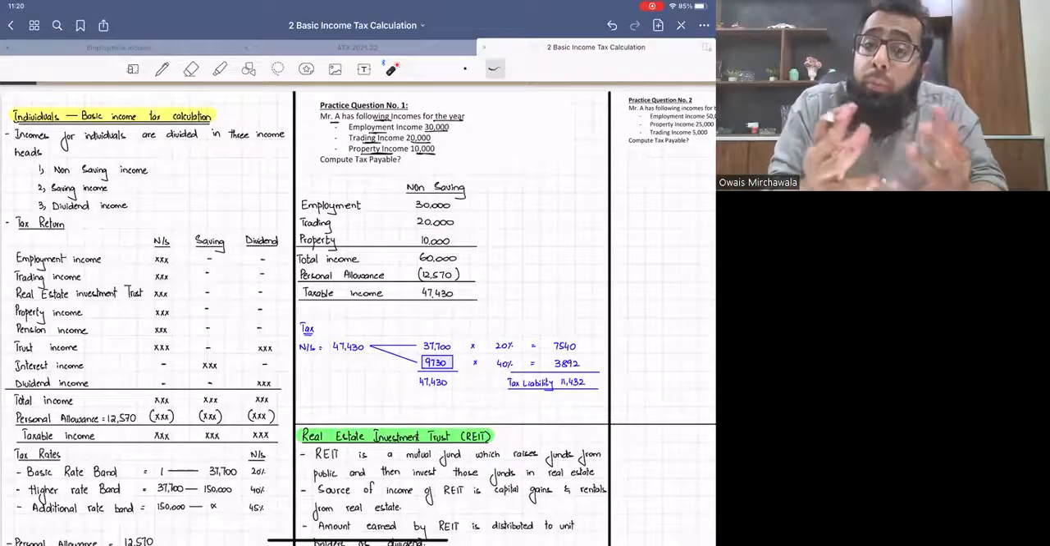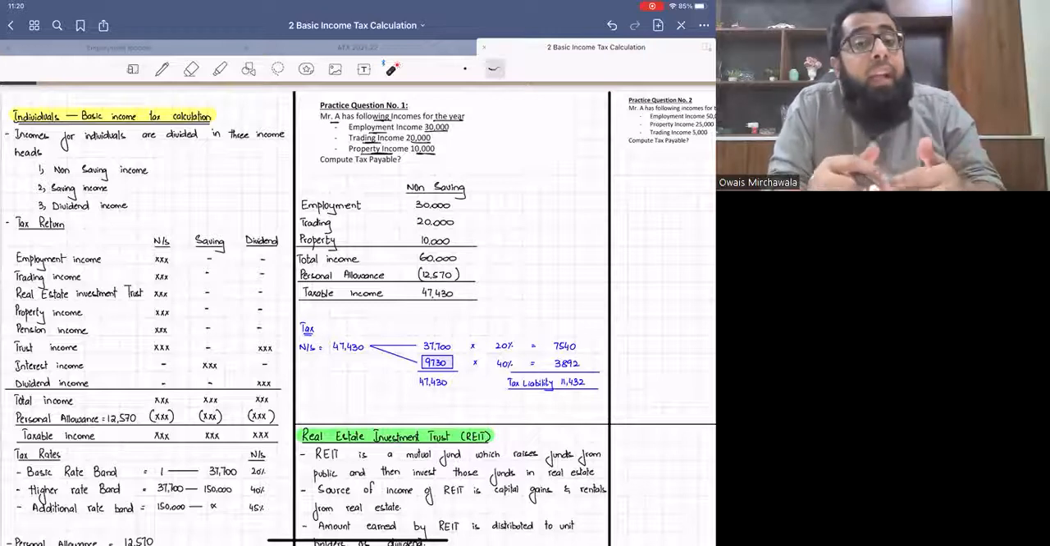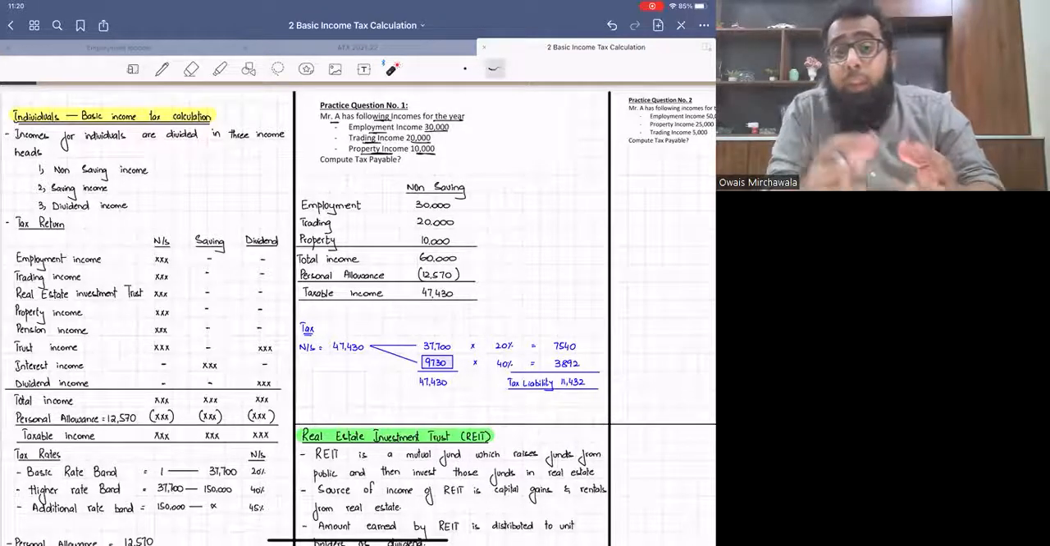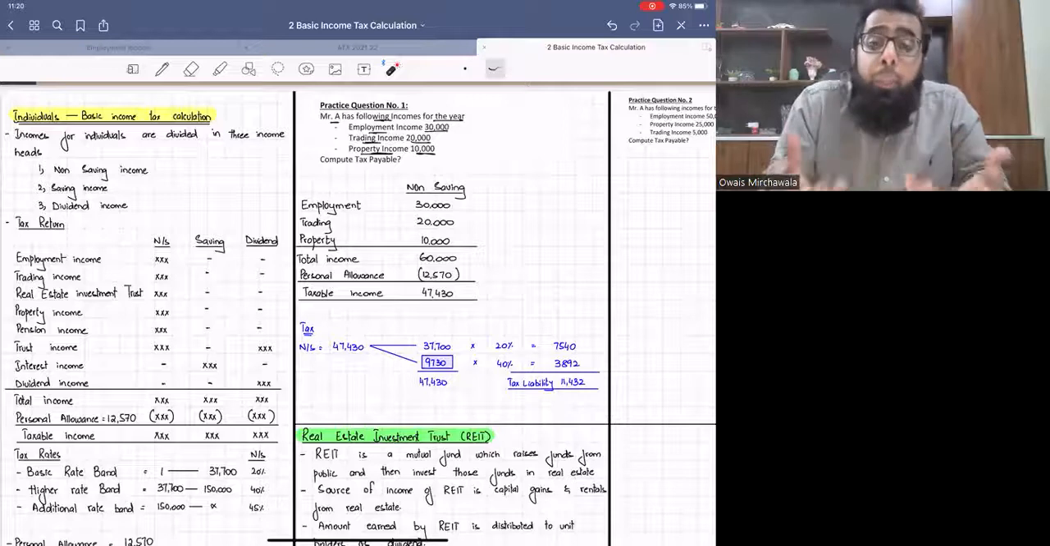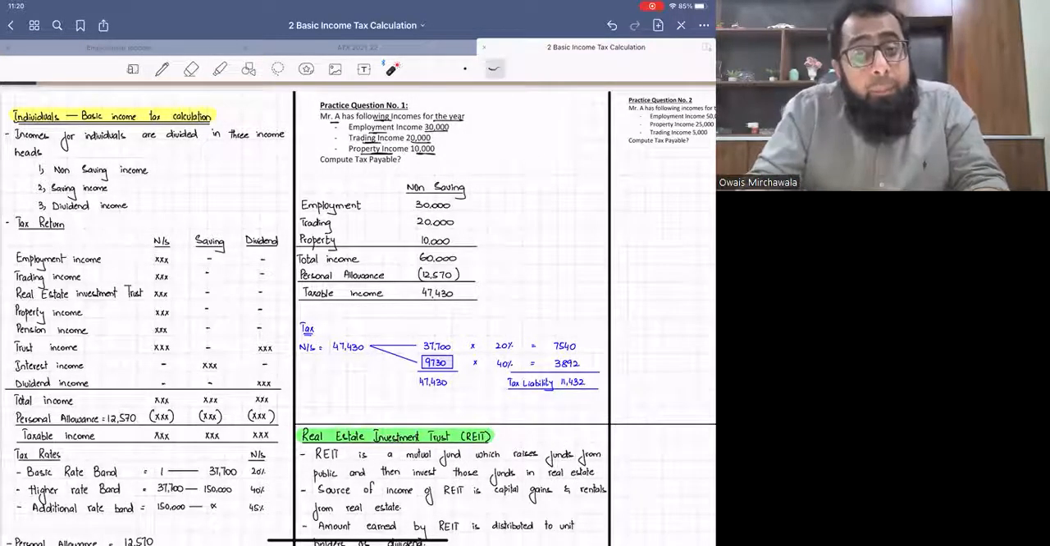See, my approach is very simple. I teach a concept and then I do a practice question. Once we complete a chapter, we do some attempt-wise past papers so that you can get clarity.